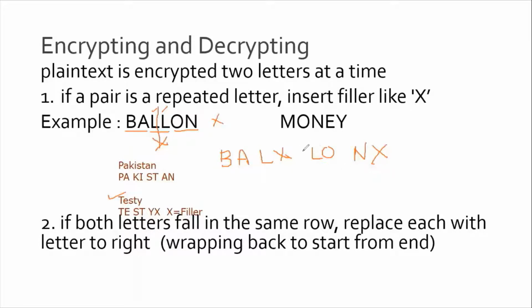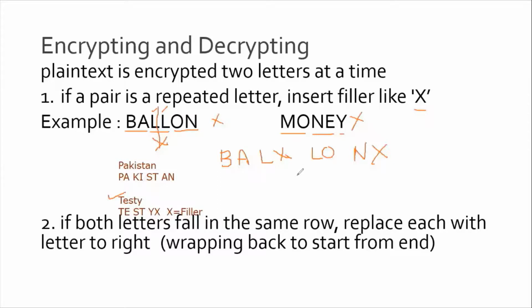Another example is MONEY, and we have already learned that we have to add the X. So the rule of encryption is in your book: if a pair has a repeated letter, insert a filler like X, and I have also added that if we have an odd number of letters, we will need to add a filler at the end. So let's take another example and use it for pairing and for seeing such issues and problems.